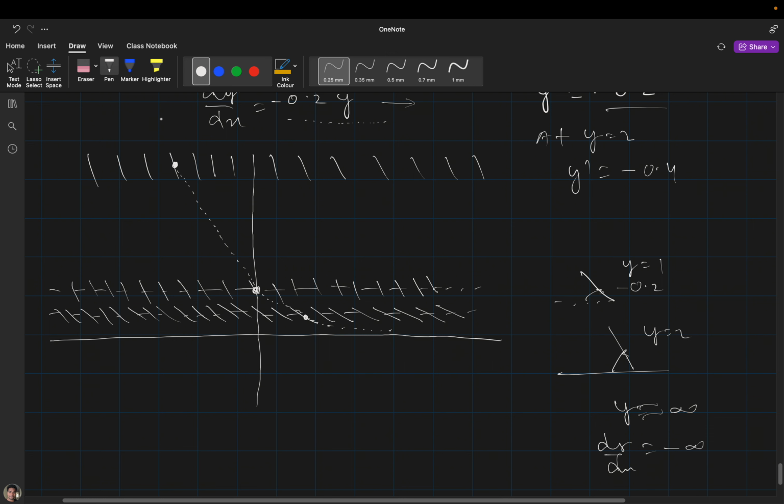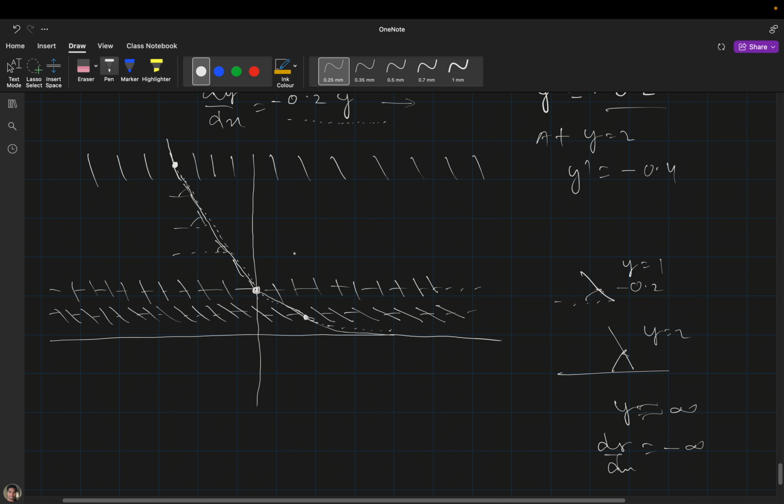I am saying that the graph will be something like this, and this is nothing but the solution to the curve. Which means that when y is increasing, the slope of the tangent to the curve is actually increasing, but with opposite angle. So this is the one solution.